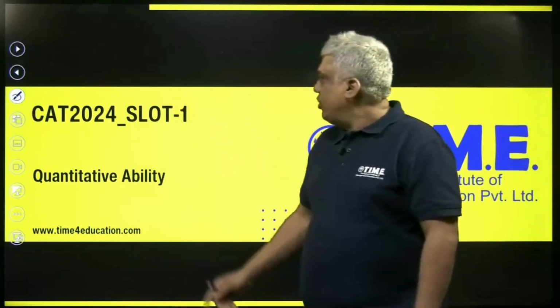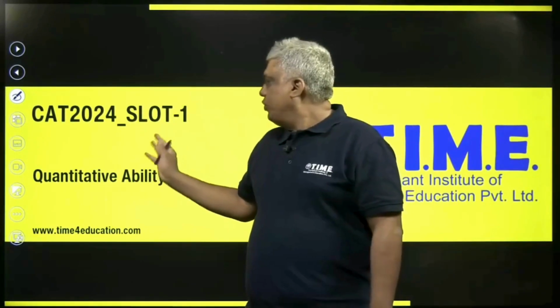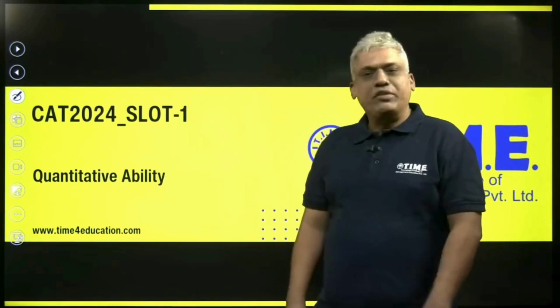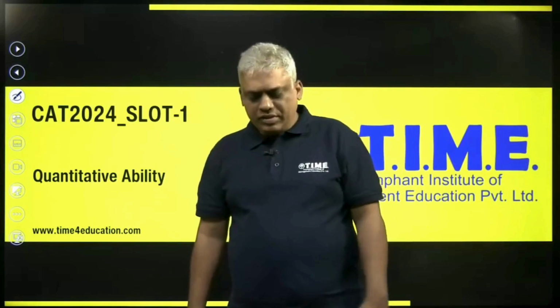Hello. Let's solve CAT 2024 slot 1 quantitative ability questions. So, there are 22 questions. Let's see one by one.